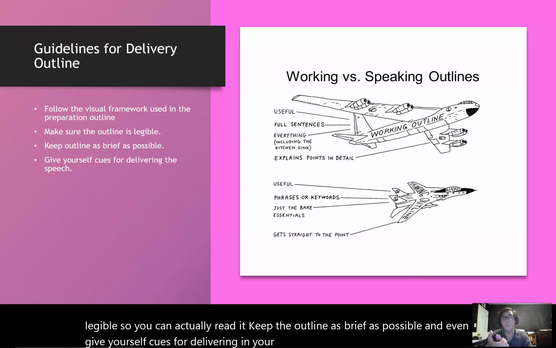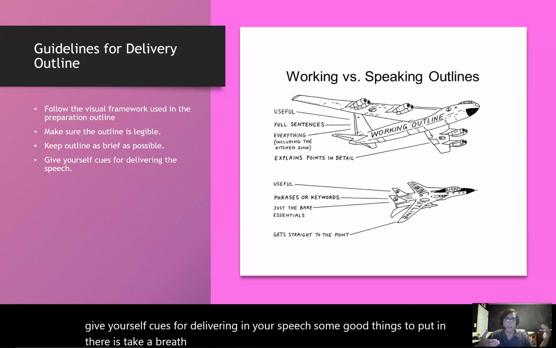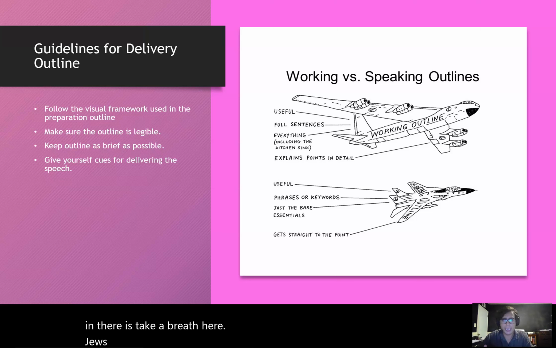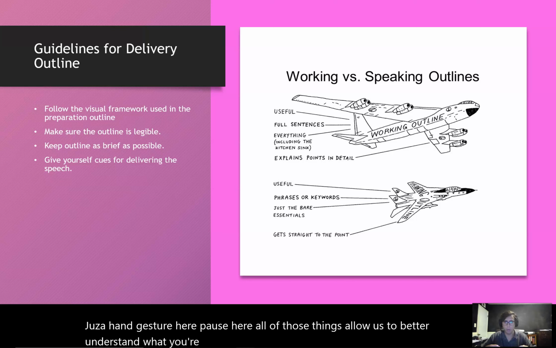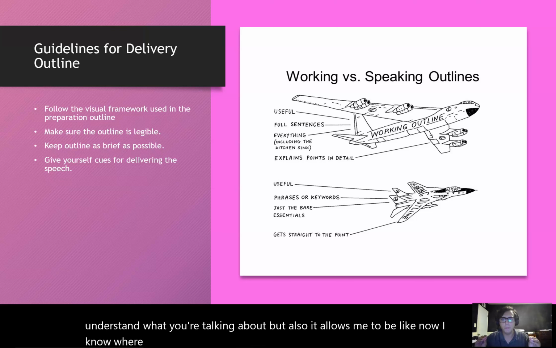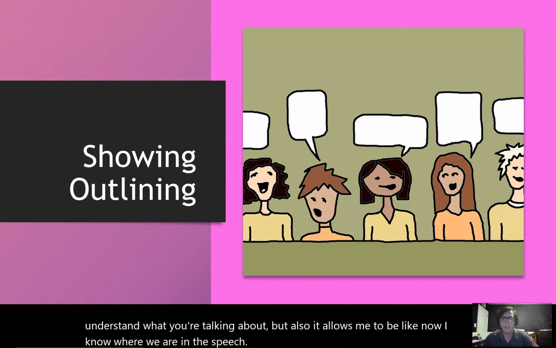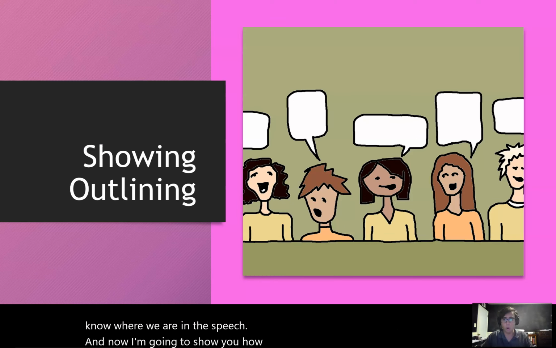Some good things to put in there is take a breath here. Use a hand gesture here. Pause here. All of those things allow us to better understand what you're talking about. But also, it allows me to be like, okay, now I know where we are in the speech. And now I'm going to show you how to outline your organization.